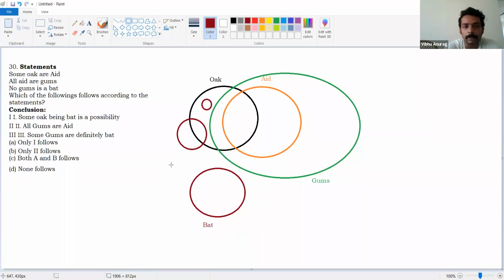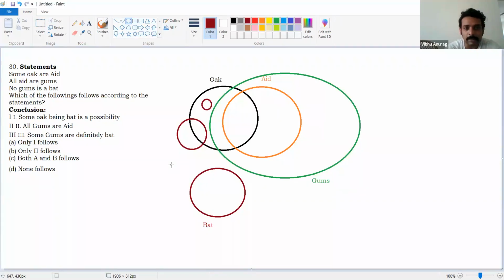Now, a conclusion is something that is true for sure, not just a possibility. Some oak being bat is a possibility. Yes, it is a possibility. If you see, there is a possible overlap between oak and bat. So the first conclusion is correct. Second one, all gums are aid. That will be true if aid and gums share the same circle, which is not necessarily true. So the second conclusion is not necessarily true, so we leave it.